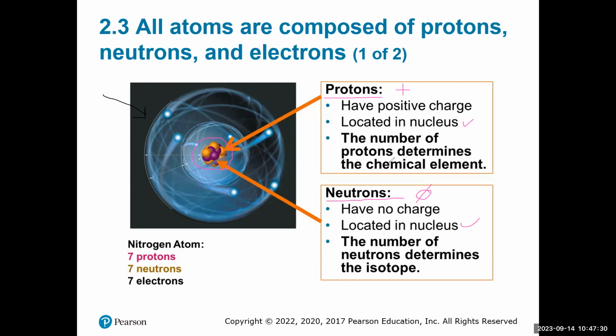The number of protons is the important thing. That's how we determine what an element is. That's where the number at the top comes from. Nitrogen has 7 protons, 7 neutrons, and 7 electrons. Now the number of neutrons can change, and if it changes, we call that an isotope, and we'll talk about those as time goes on.